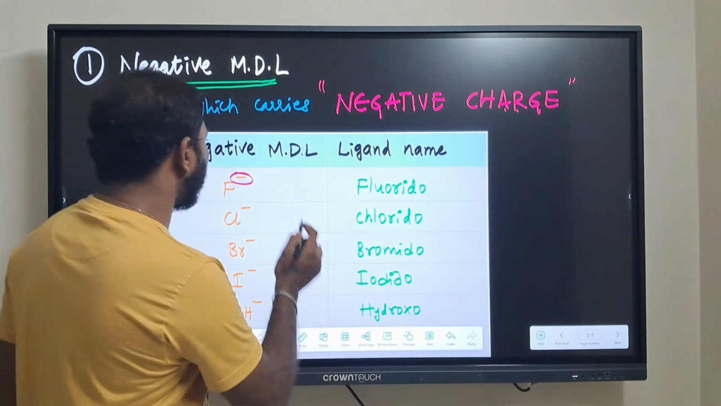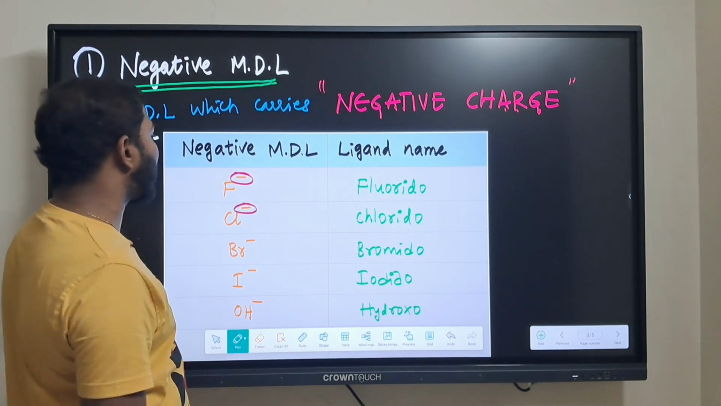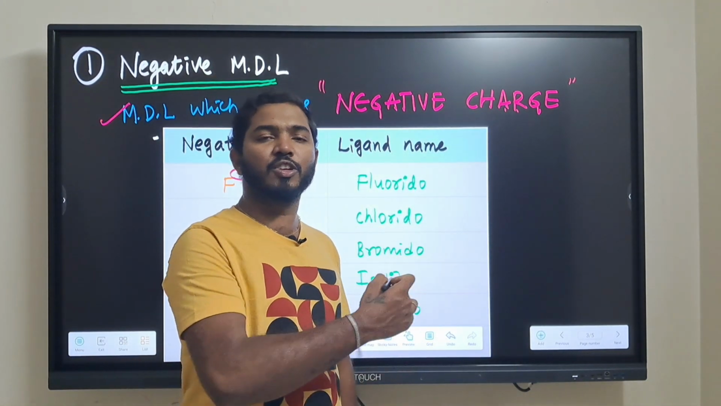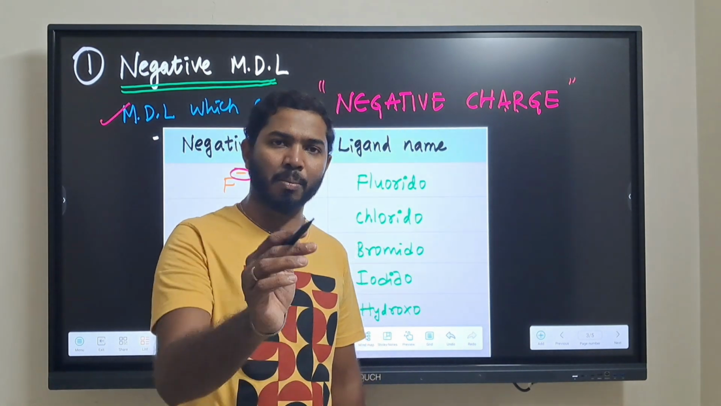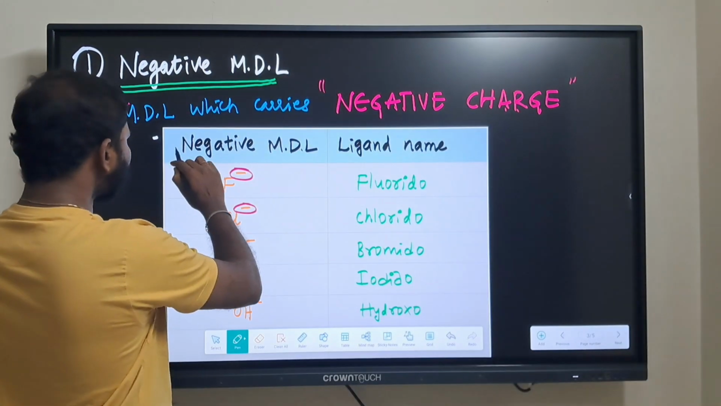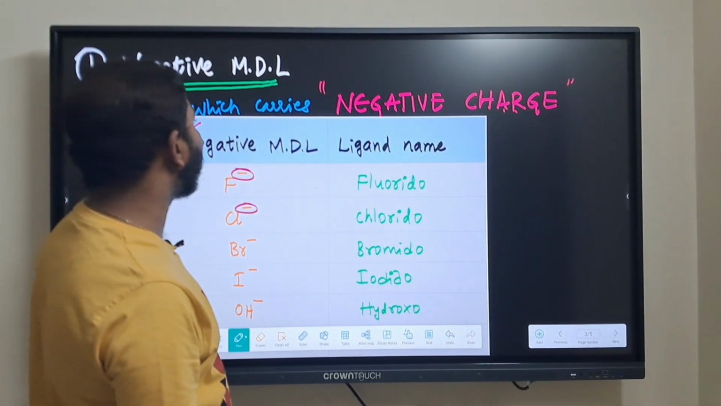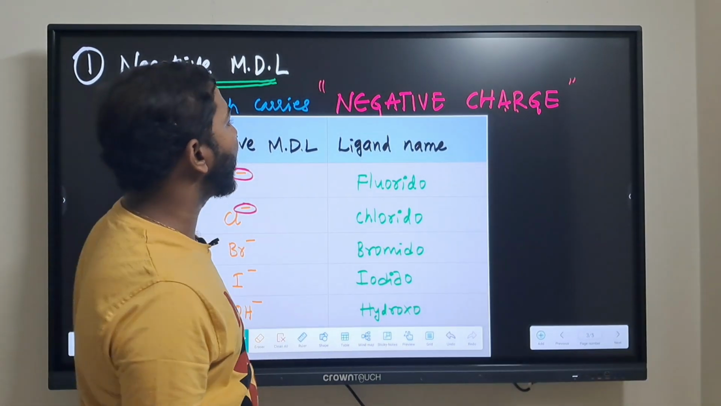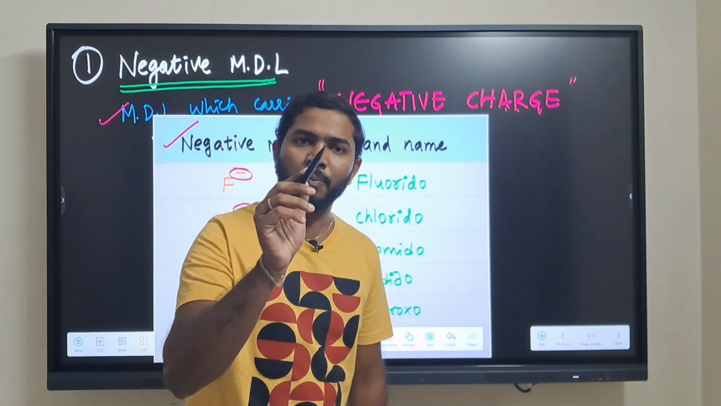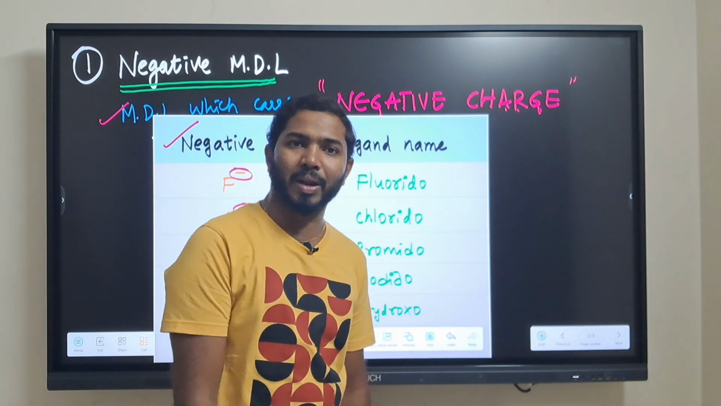Now, while calculating the oxidation numbers, these charges will help us. We are going to take these charges into the calculation of oxidation numbers. Please keep that point in mind. So generally, negative monodentate ligands and their ligand names, we are going to use again in writing the IUPAC name for the complexes.